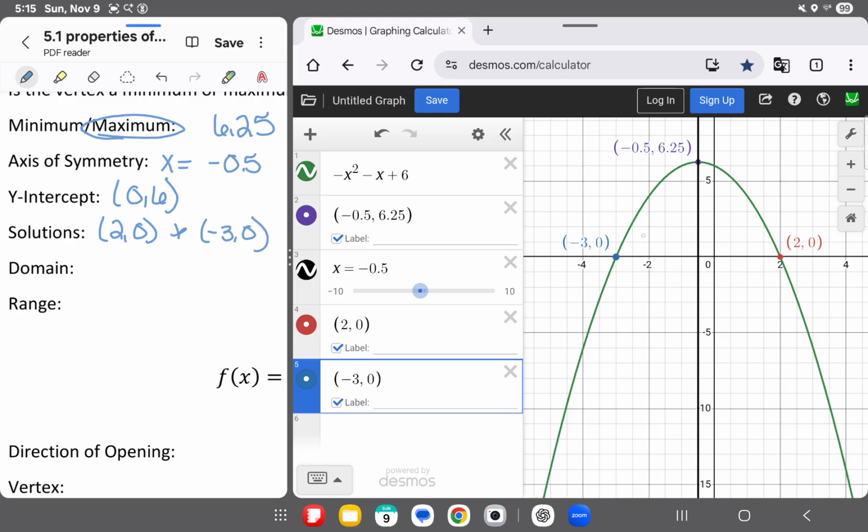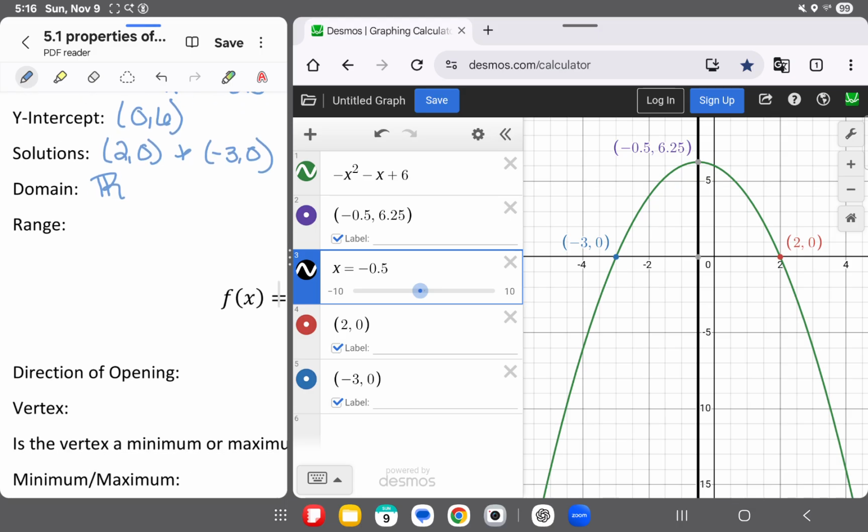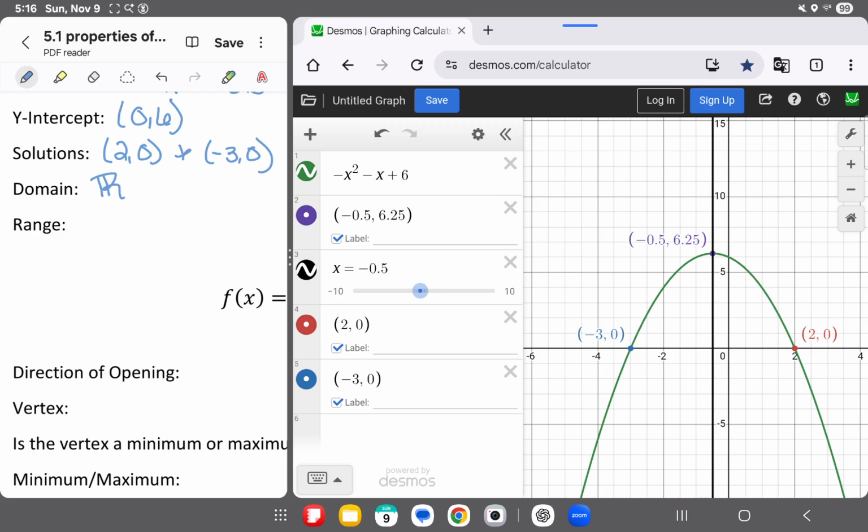And then our domain is going to be, let's do algebraic notation this time. So that's going to be all real numbers, because we don't have a limit to the left or right. But then our range, we have a limit on how far up we can go, because our green parabola does not go above that 6.25. So we're going to say y is less than or equal to 6.25.